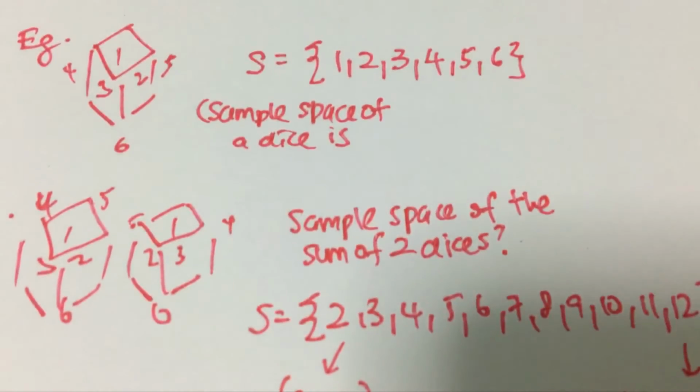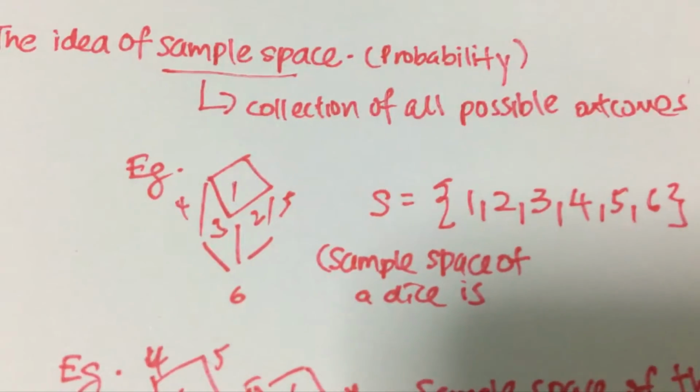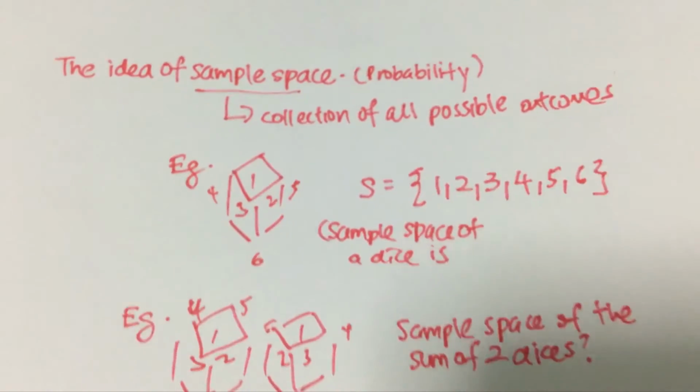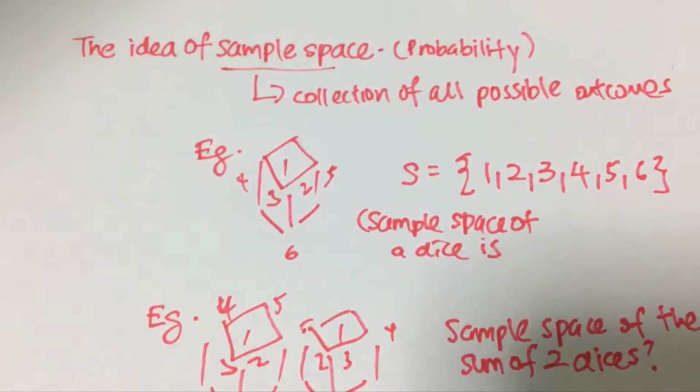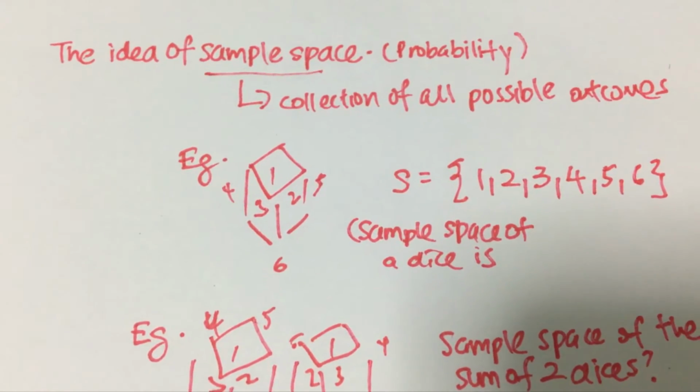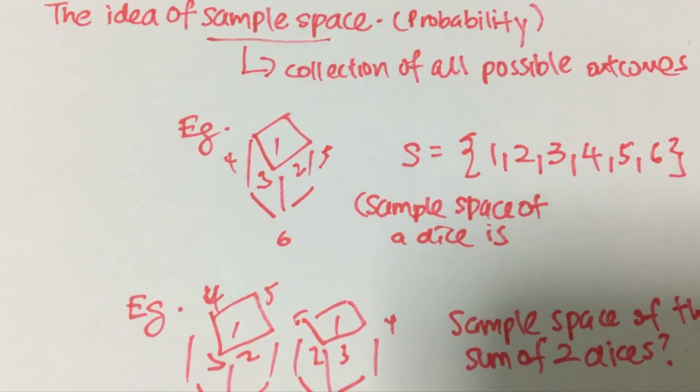So basically this is just a summary of the idea of sample space. The idea of sample space is very simple. It is just a collection of all possible outcomes. And that's it.